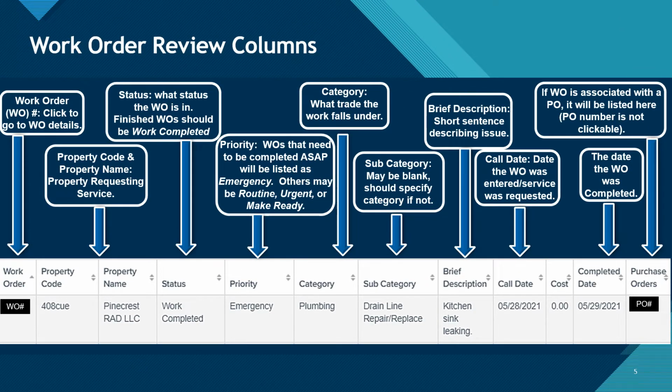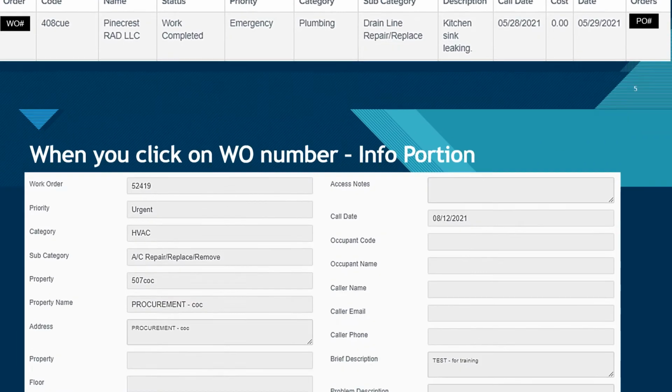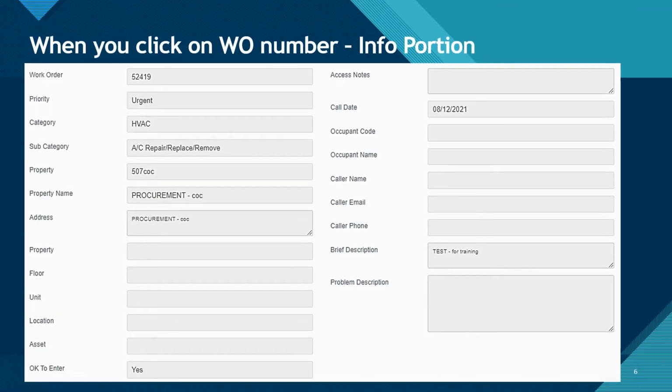This slide details the columns listed in the work order review screen. I recommend having this slide handy when reviewing your own work orders. This slide shows a sample work order from when you click on the work order number in the work order review screen. It should detail the work order number, priority, category, subcategory if any, property, property name, address, and at least a brief description of the service required.